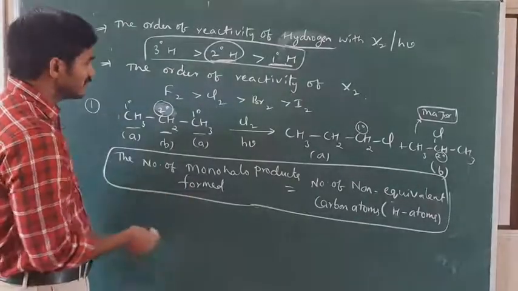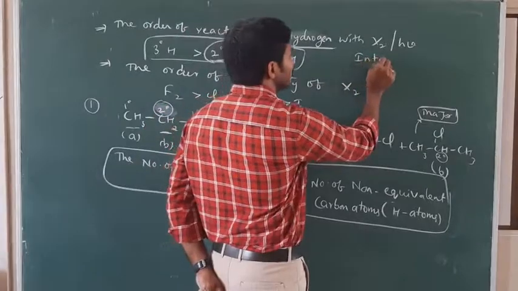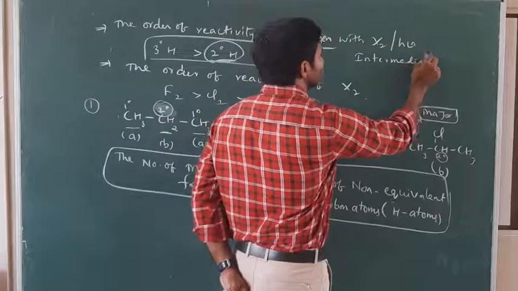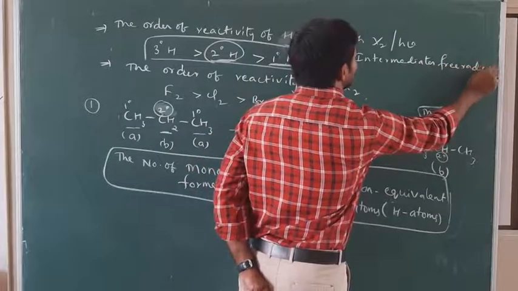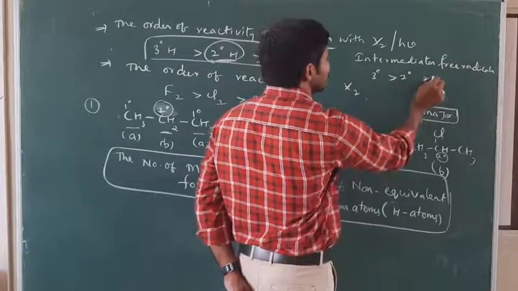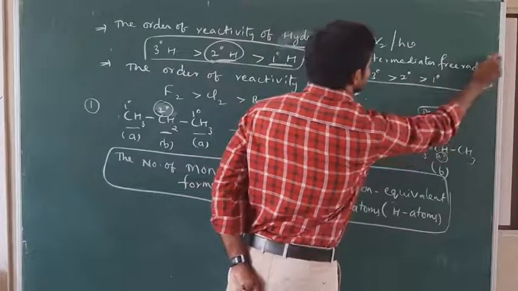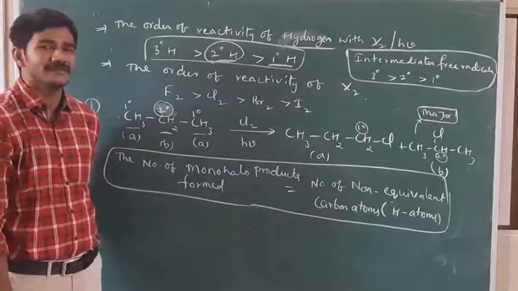And I already told you they form free radicals as the intermediate. In this mechanism, the intermediates formed are free radicals. A tertiary free radical is more stable than secondary, which is more stable than primary.